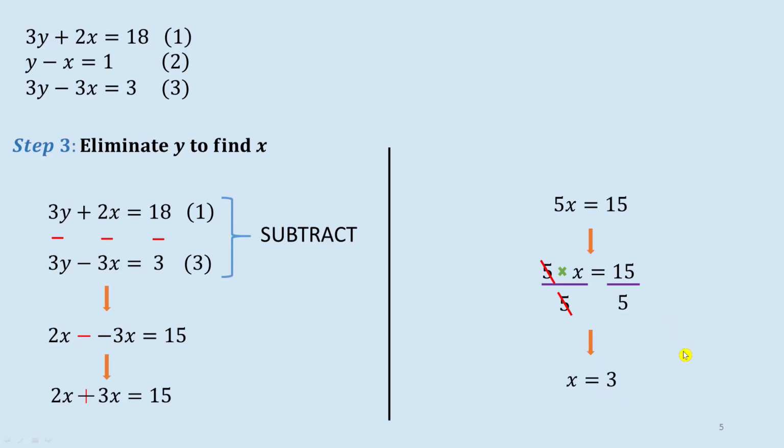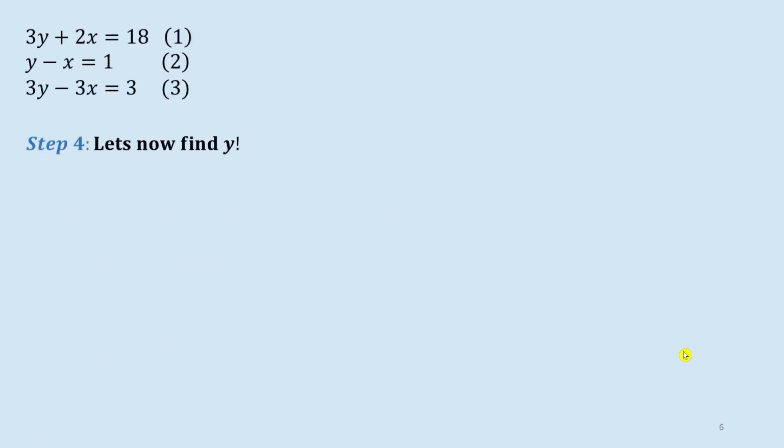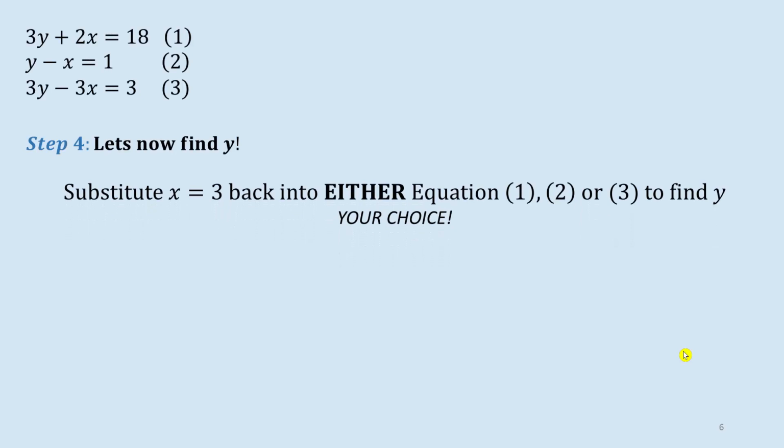So we've found one of the solutions. We know what x is. So what's our next step? We're going to have to find what y is. So from lesson 1, substitute the x equals 3 back into either equation 1, 2, or 3 to find your y. It doesn't matter, it's your choice. I'm going to choose equation 2, no reason why, just choosing.